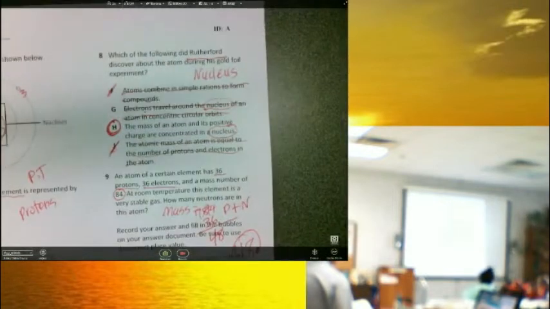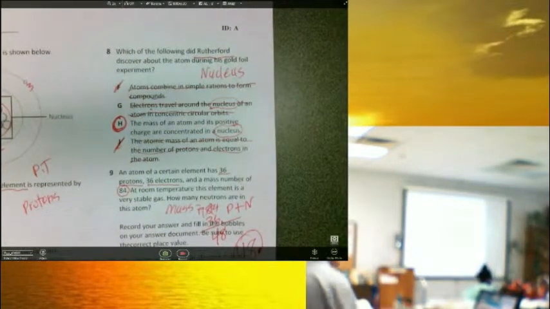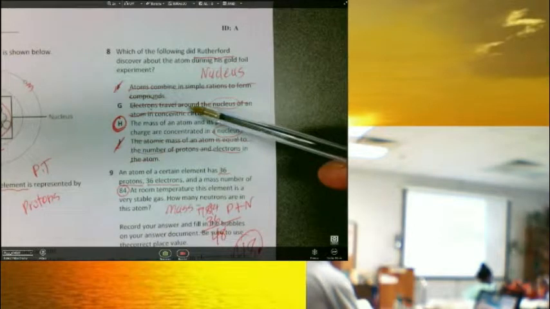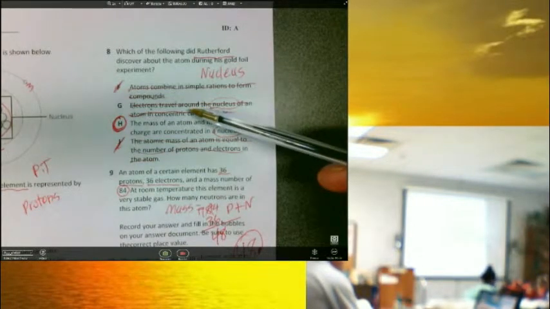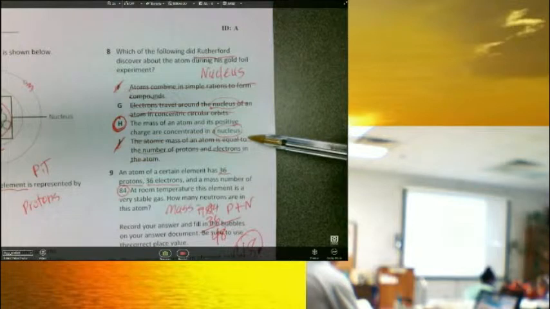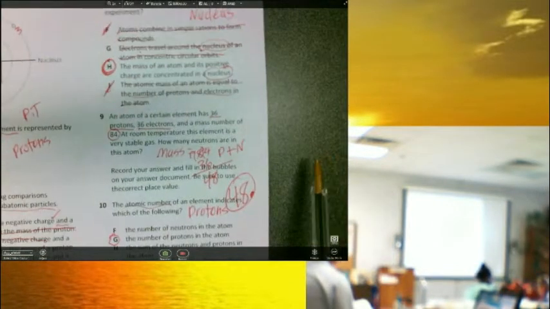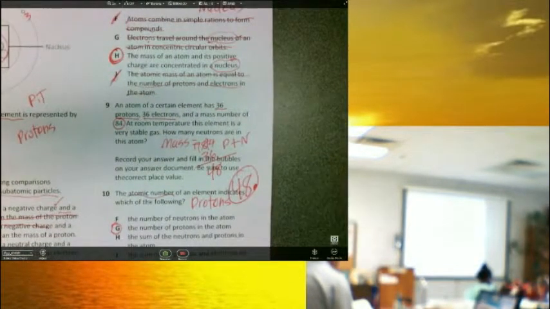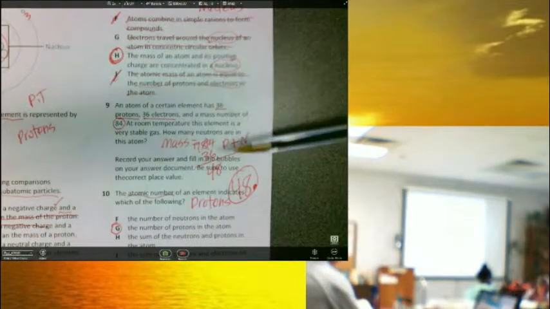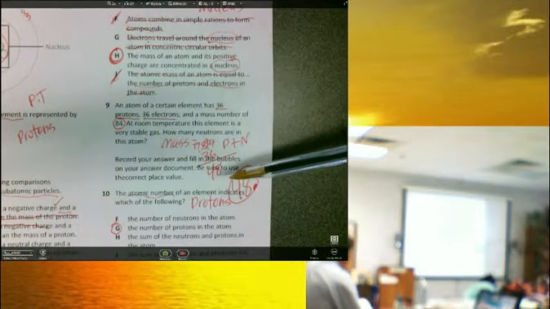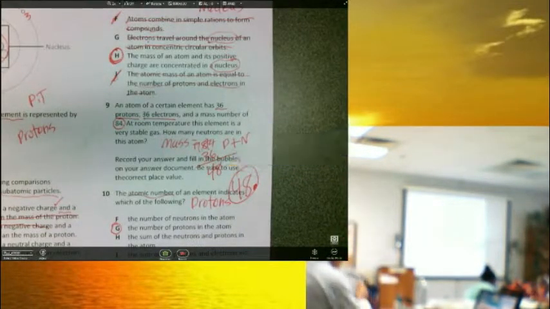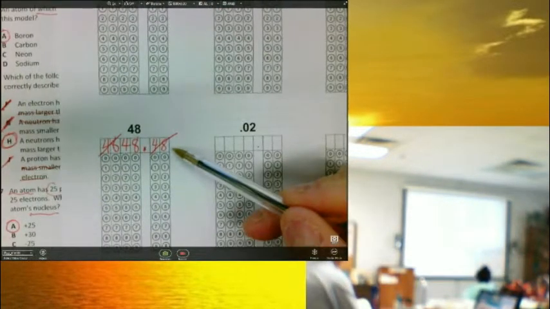Okay, number 8. Rutherford discovered the nucleus. It was H. There were 2 of them with nucleus, but one of them mentions the shells. And Rutherford didn't know about the shells. So it was H. Number 9. What math do you do to find neutrons? You subtract. Okay. 48. Big problem here. Many of you didn't know how to bubble 48 on the bubble sheet. Some of you put it behind the decimal.